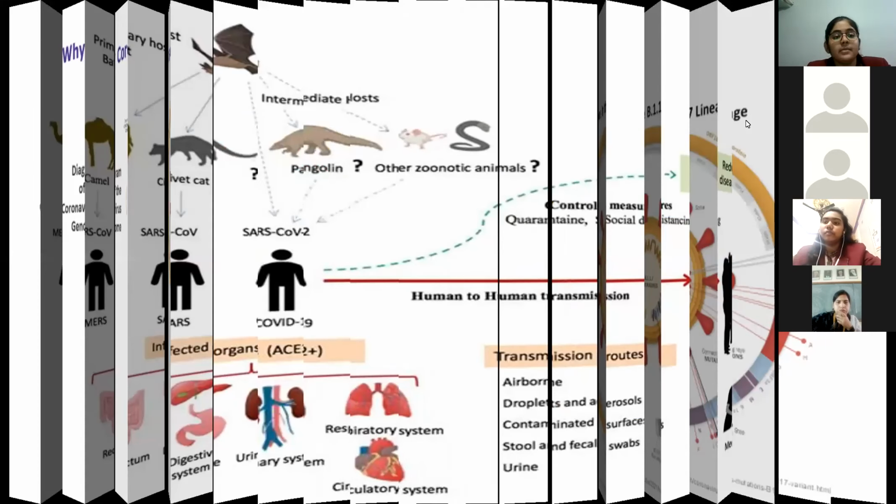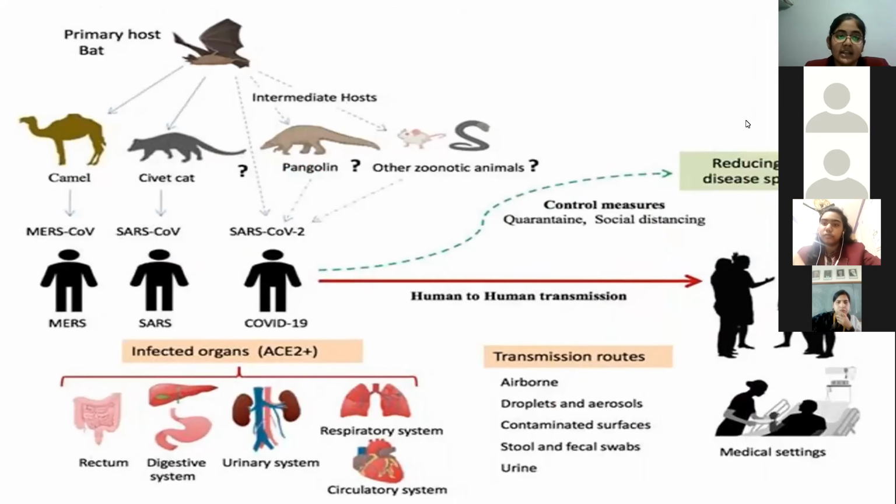So it started from a primary host, the bat, and it got transferred to camel, civet, cat, and pangolin, which are referred to as the intermediate hosts. From camel, we got the MERS-CoV. From civet, cat, and bat, we got the SARS-CoV, and SARS-CoV-2 was given to us by the pangolin and bat. These viruses mainly affect our digestive system, urinary system, respiratory system, and circulatory system.